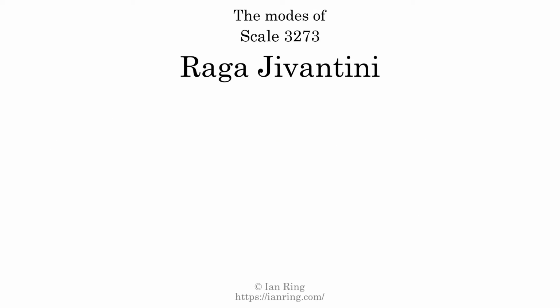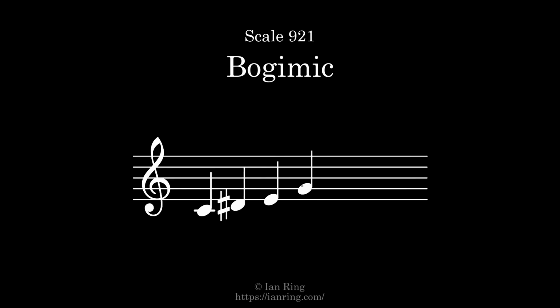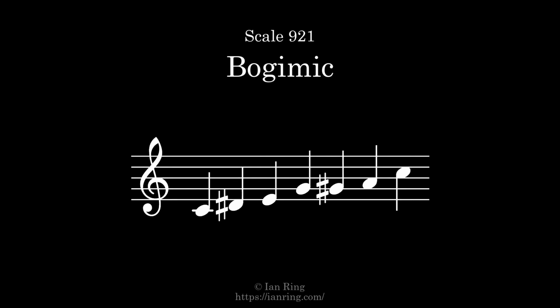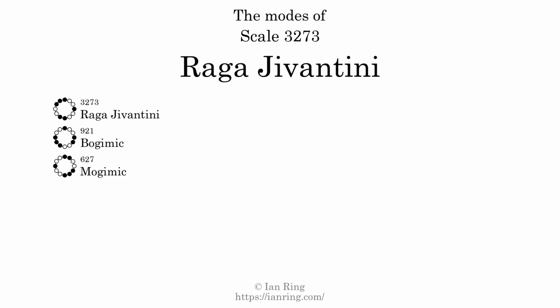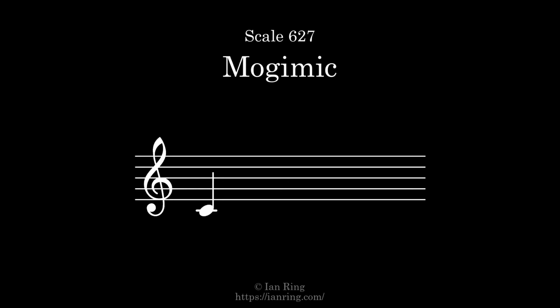This scale has 6 modes. The first mode is itself. The second mode is scale 921, also known as bajimic. It sounds like this. The third mode is scale 627, also known as majimic. It sounds like this.